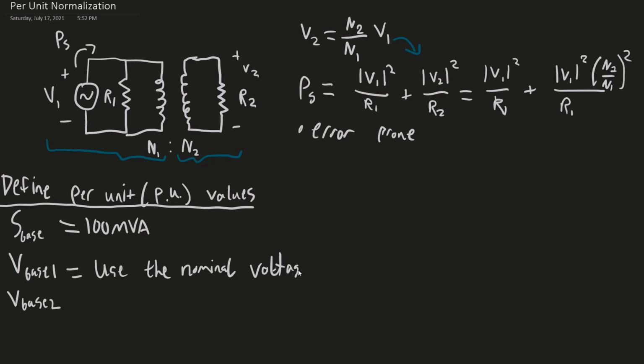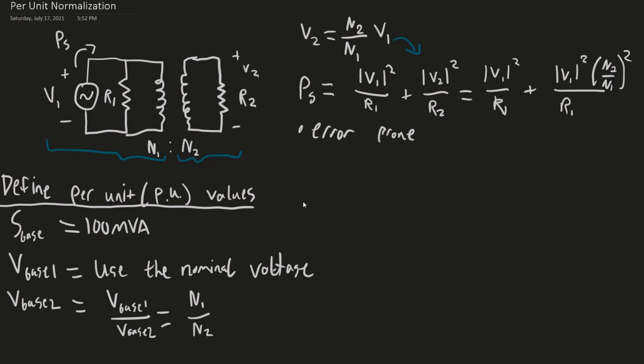But then, for V base 2, we want to keep the relationship between V base 2 and V base 1 the same as the turns ratio. So what we're going to write is that V base 1 over V base 2 needs to equal our turns ratio, so N1 over N2. And again, we're not actually picking values for these yet, we're just doing it all symbolically.